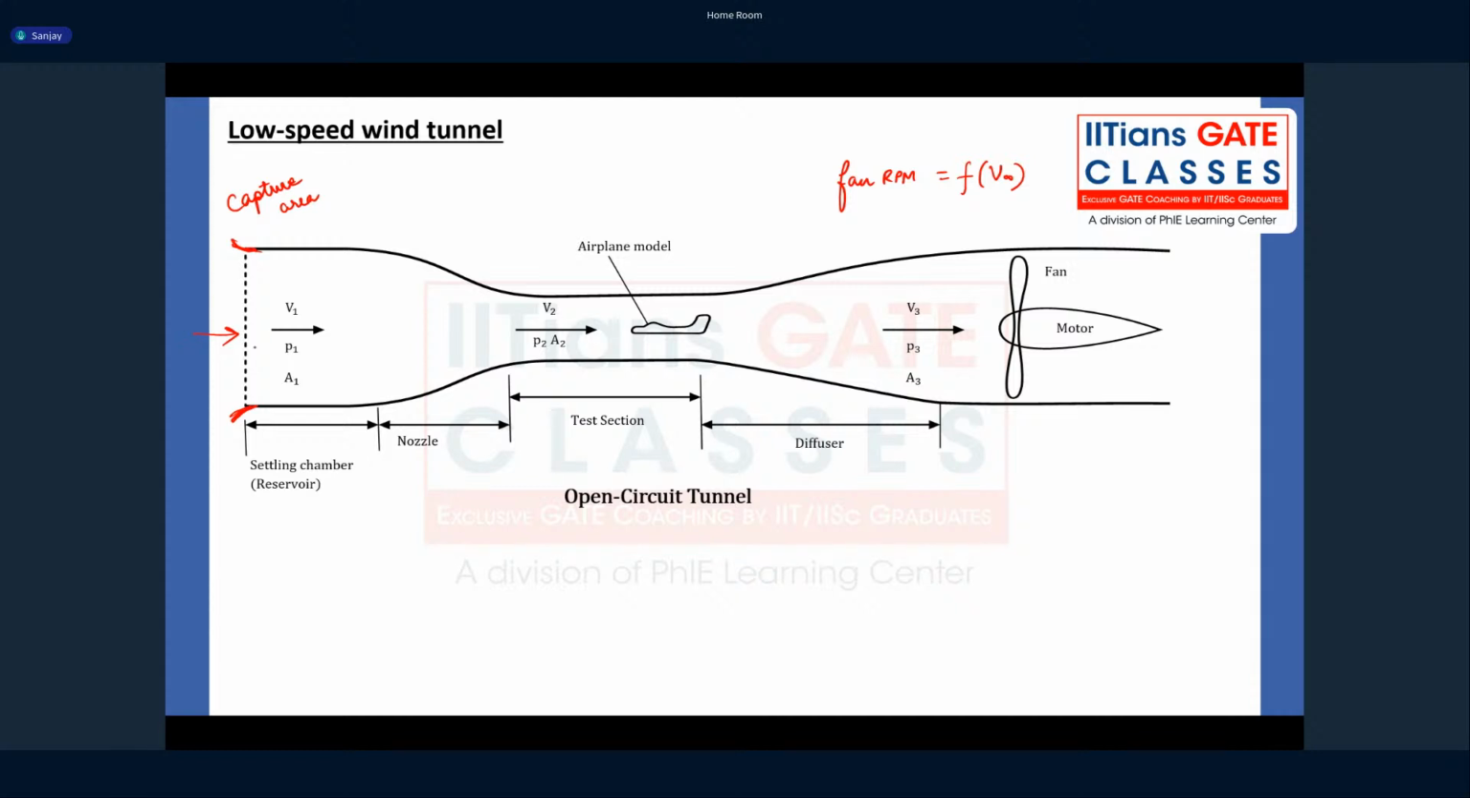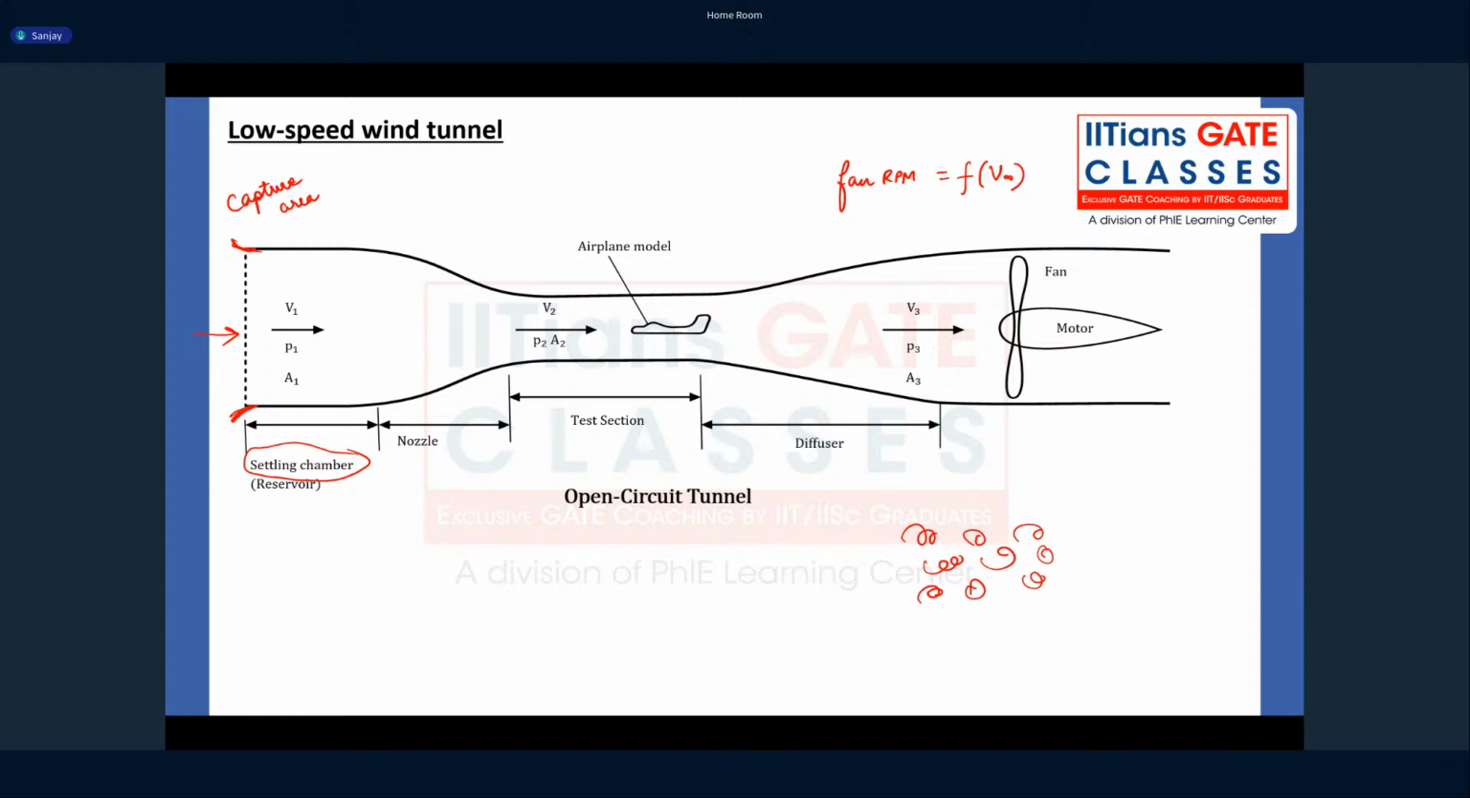Once the air is taken inside, it passes through something known as the settling chamber. What is the settling chamber? The atmospheric air has a lot of turbulence. It has a lot of eddies. What do you mean by eddies? So the air is all like circular motion, right? It has a lot of vortices, eddies, and rotational effects. It is not really a very straight, streamlined air. It might be a turbulent air.